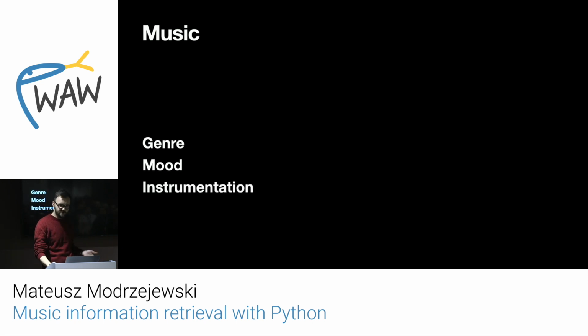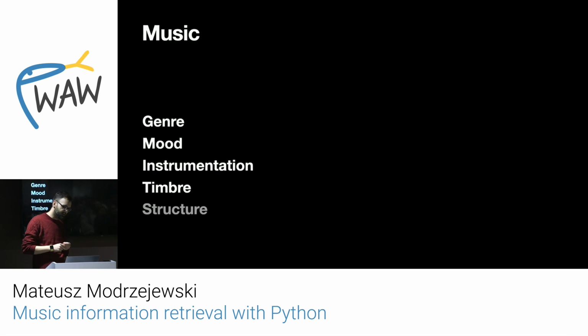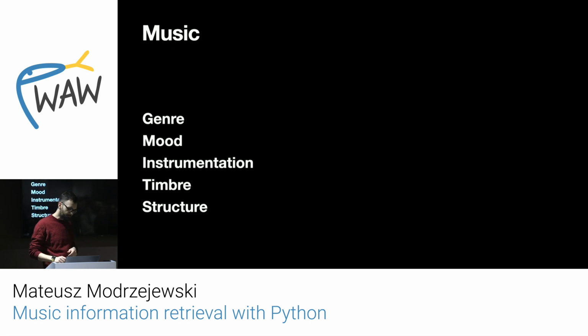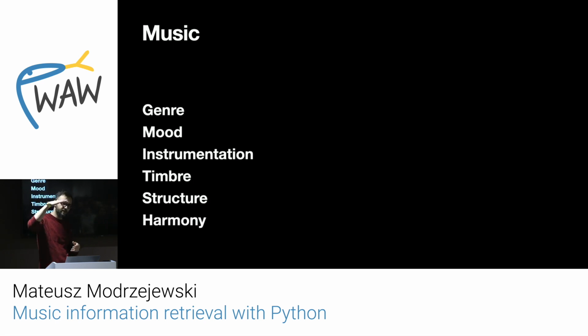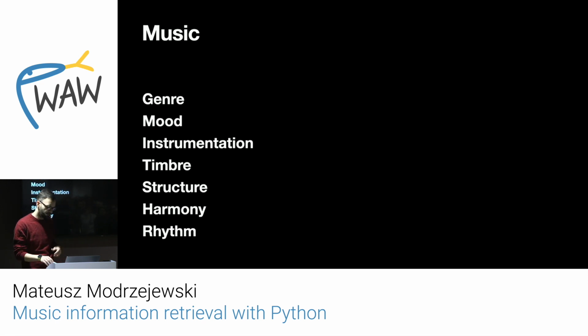There's instrumentation, so what instruments were used or what production details were used. There's the timbre, so it is also about the sonic quality of the music. The structure, right? Because pop songs have a totally different structure than, let's say, symphonic pieces from a couple hundred years ago. There's also harmony, so we're getting low level. These are the rules that govern how you create music that sounds good or pleasant or sounds dissonant or tense. And there's also rhythm, which is how the music is organized in time.